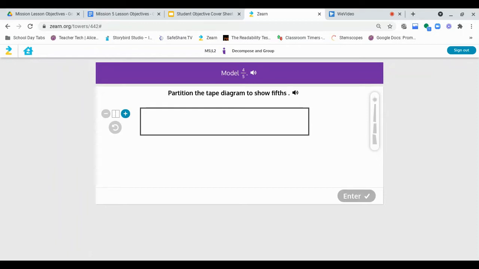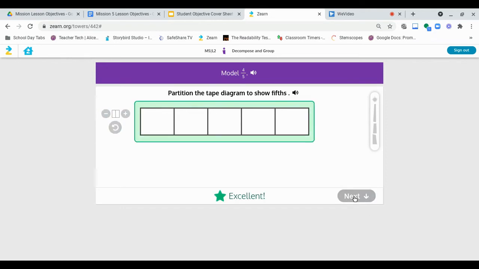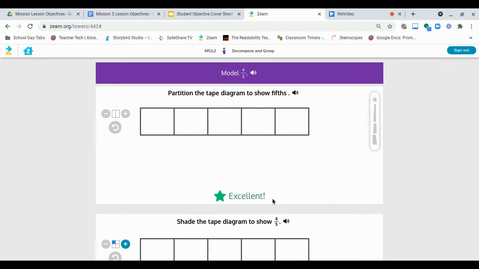Alrighty, so here we are on the Tower of Power for lesson 2. It wants us to model 4/5. So partition the tape diagram to show fifths. Partition means break it up into fifths. If it's fifths, how many total pieces do I need? I need 5 total pieces. The numerator is the top number, the denominator is the bottom number, and the denominator tells me how many pieces total I have. So in this case, 5. So 1, 2, 3, 4, 5. I just divided up into fifths. Excellent.